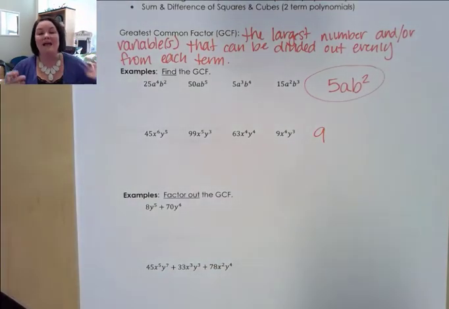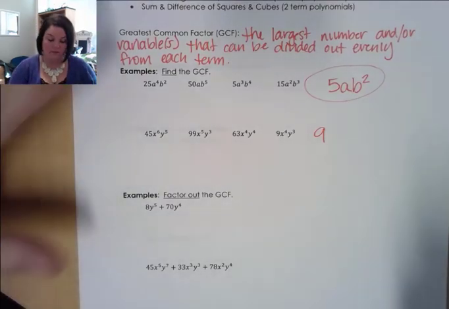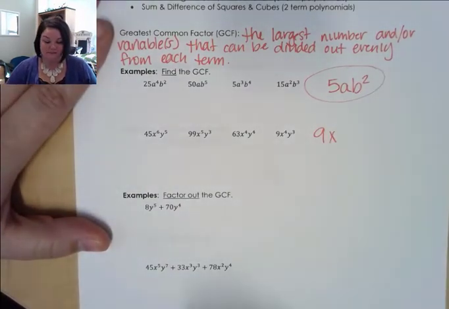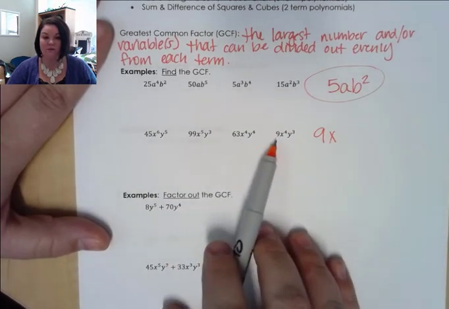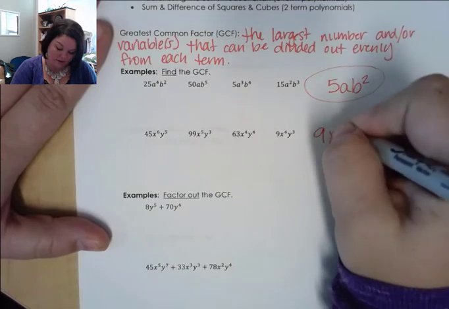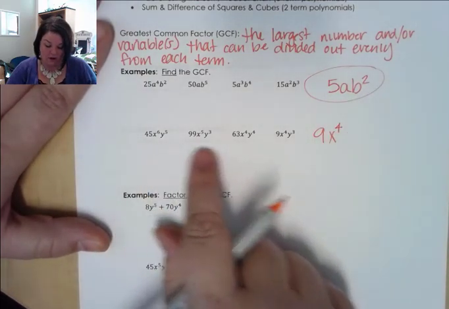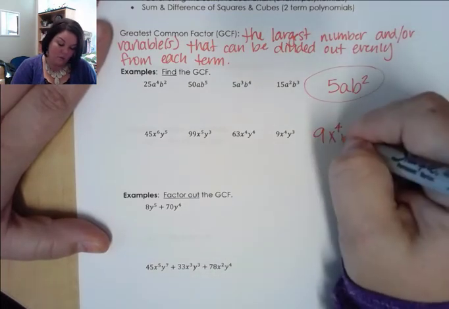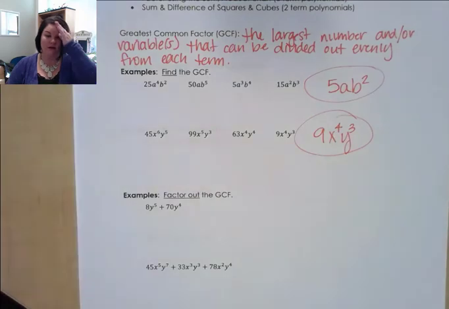And then I look at my x's and my y's, and I take the number that they all have in common. So they all have x's, and my smallest x exponent here would be x to the fourth, right? So that's the most that they could have in common. And then I look at my y's. They all have y's, and my smallest y exponent is y cubed. So this is my greatest common factor.